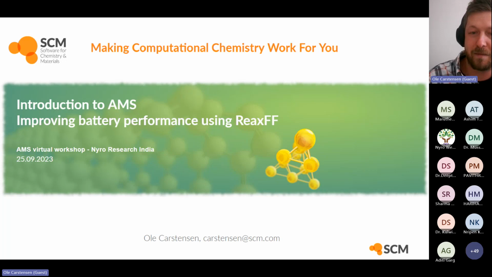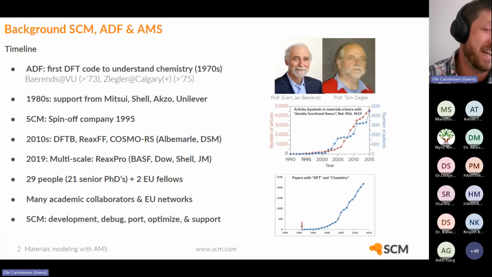Okay, so let's begin at the start. And the start was taking place in the 70s already. Our roots go back to around 1973. That is when Professor Evert Jan Baerends started taking density functional theory from the physicists community and applying it to chemical problems, basically to understand inorganic chemistry problems with the help of computational modeling. So in that aspect, he was really an early adopter.